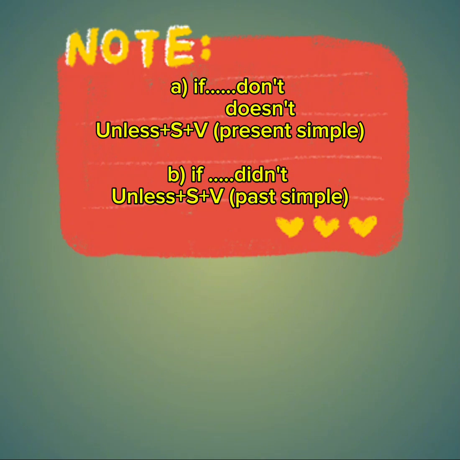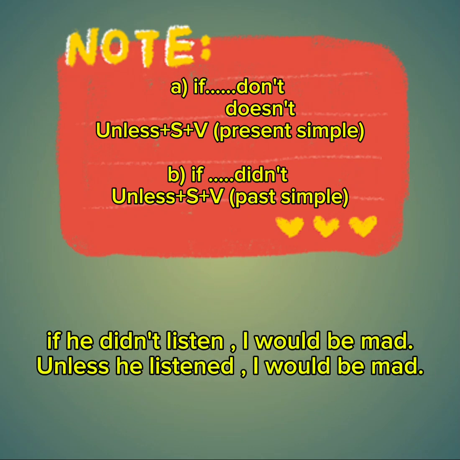keeping the same tense. For instance, if he didn't listen, I would be mad. After we introduce unless, we say unless he listened. So here, didn't showed us that listen is in the past simple, just it is in the negative. Didn't listen. So when we introduce unless, we make it positive. So it becomes listened. Unless he listened, I would be mad.